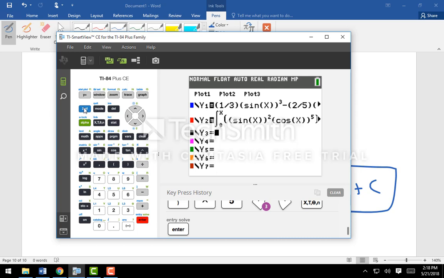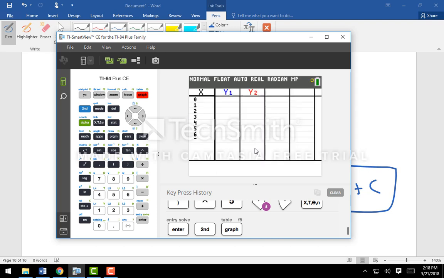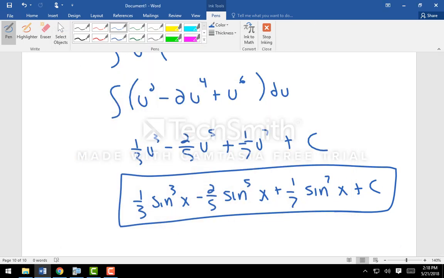So I'm going to go to the table. Let me do second graph. I'm going to go to the table. It's going to take a second for the calculator to fill this out. This is a little bit intricate of an integral for it to evaluate, but I can see numerically that these match. So my antiderivative in y1 matches identically to the antiderivative in y2, so we know we have the same antiderivative.